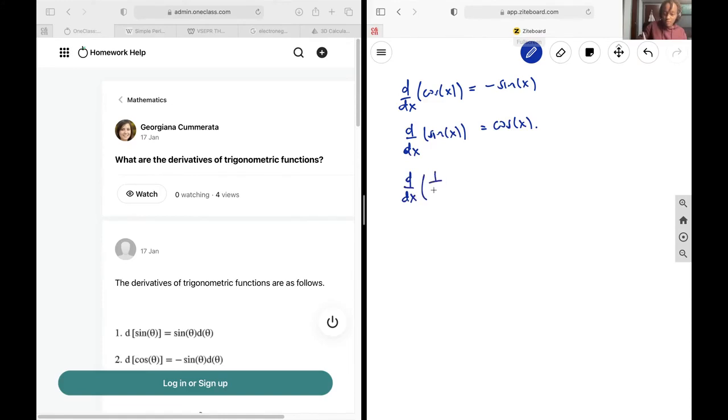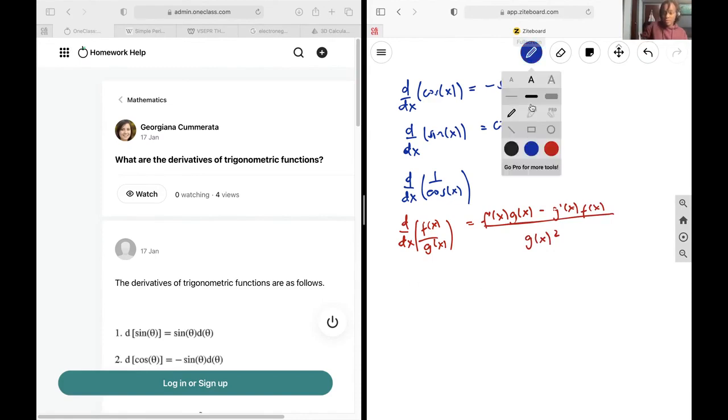The derivative of 1 over cos x we are going to find using the quotient rule. And that just states that the derivative of f of x over g of x is equal to the derivative of f of x multiplied by g of x minus the derivative of g of x multiplied by f of x, all over g of x squared.